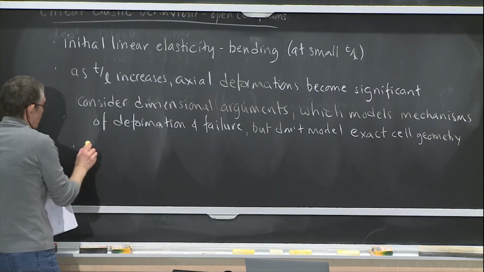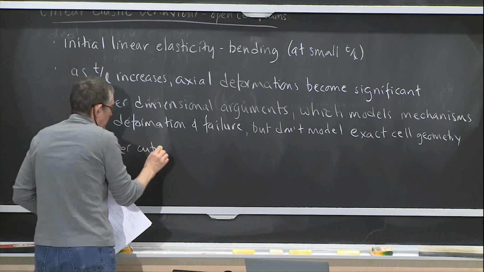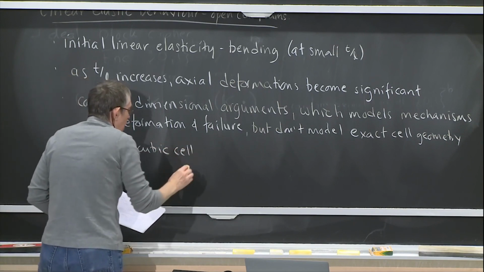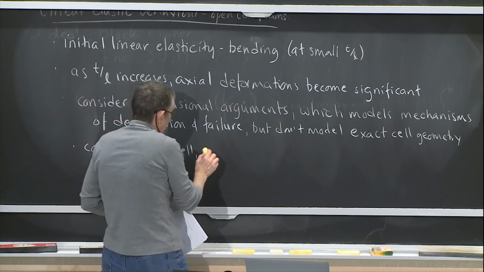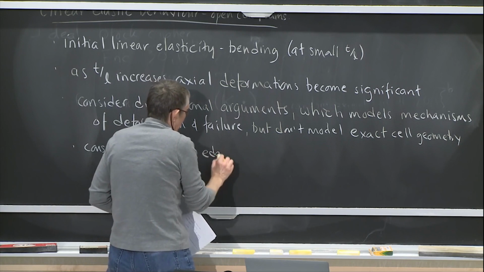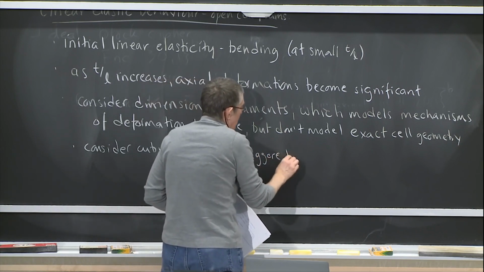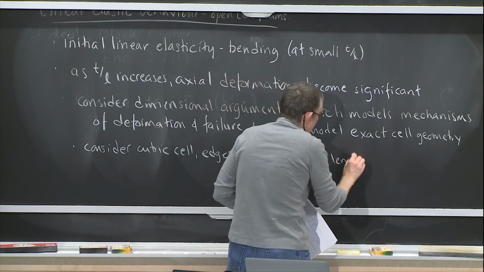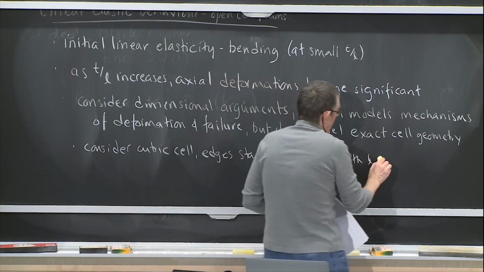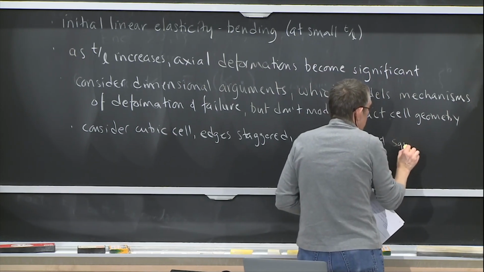So what I'm going to start with is considering a cubic cell. And I've arranged the cubic cell so that the cell edges are staggered, and that's going to give me the bending. And the edge length is going to be L. And I'm going to say we have a square cross-section T squared.